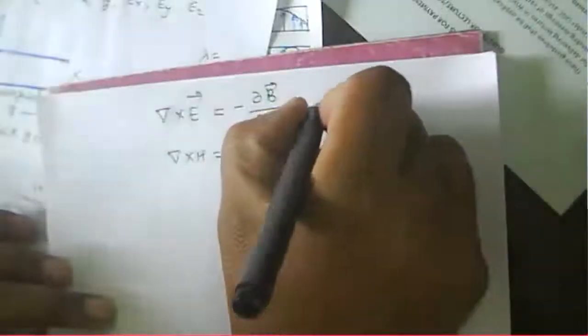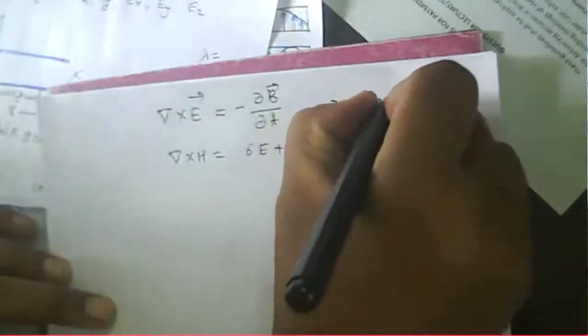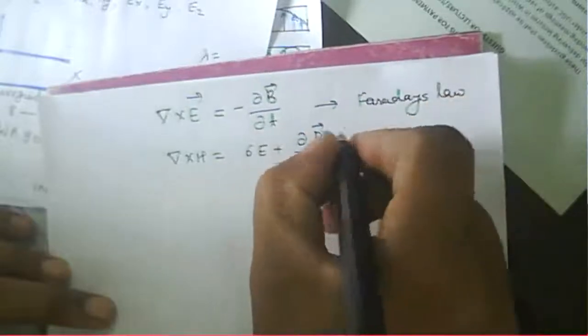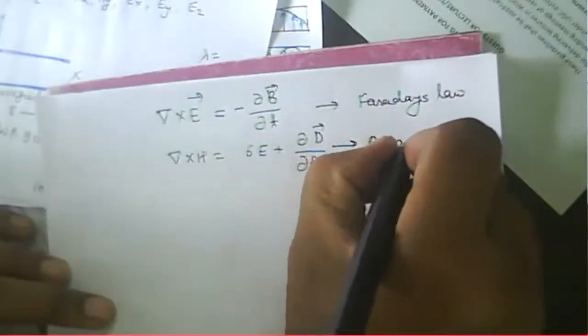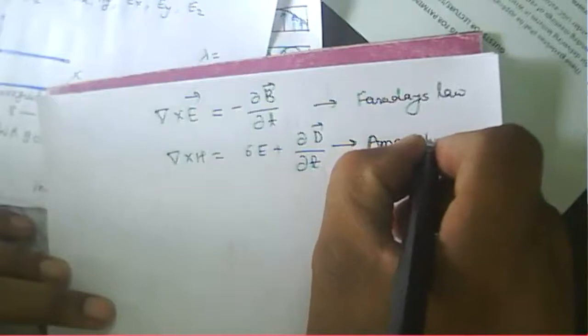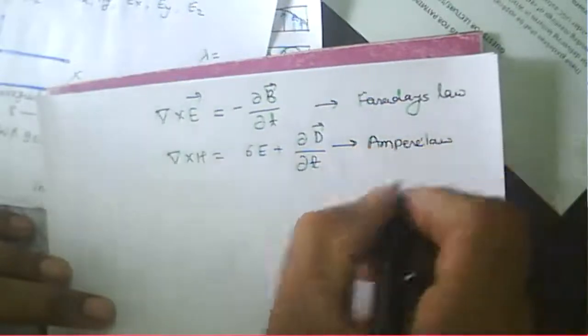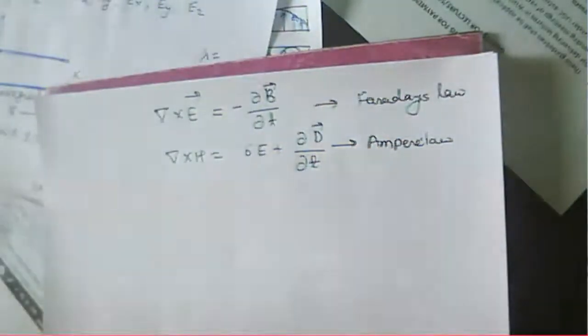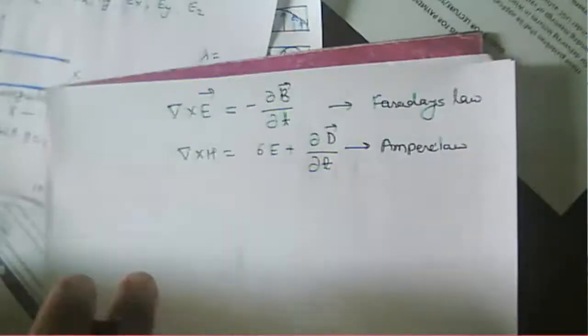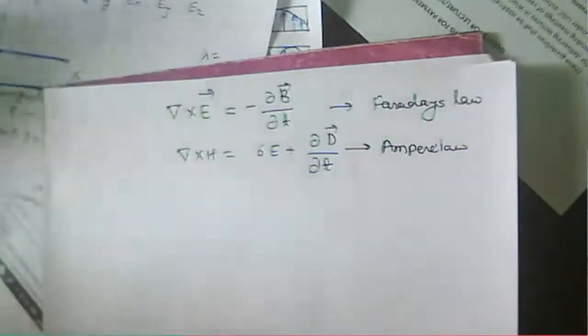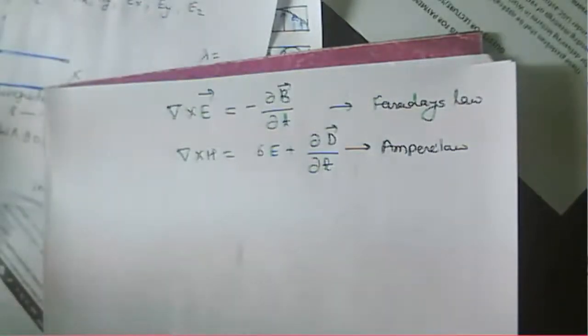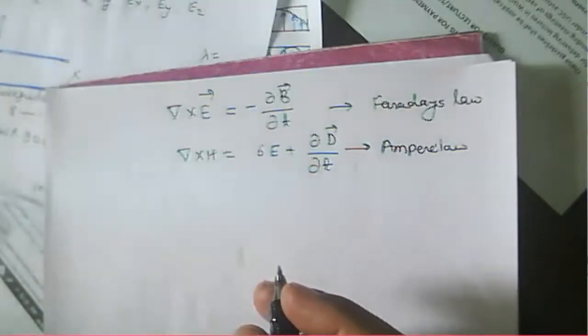Now this is called Faraday's law, and this is called what? Ampere's law. Okay, Ampere's law. So now we can consider what happens for this particular Maxwell's equation.